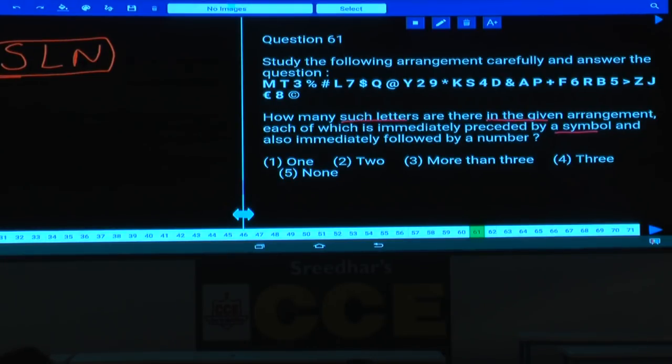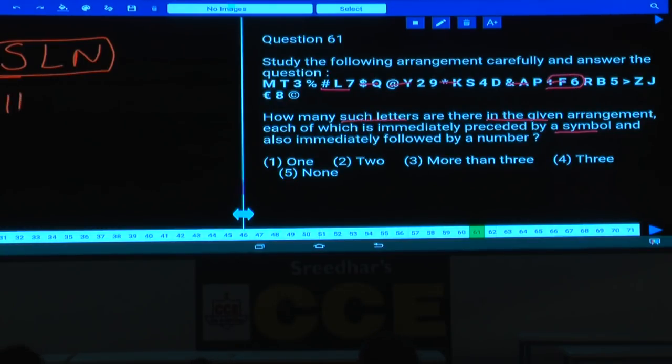Now symbol, letter and number. Tell me, this is a symbol, hash, letter, isn't it? L and 7, symbol, letter and number. Now this is symbol and letter, cannot be taken. Symbol and letter cannot be taken, isn't it? Next one symbol, letter, and it is not followed by a number. Next one symbol. Now where is the symbol? Symbol, letter and a number. Symbol, isn't it? What is the next one here?